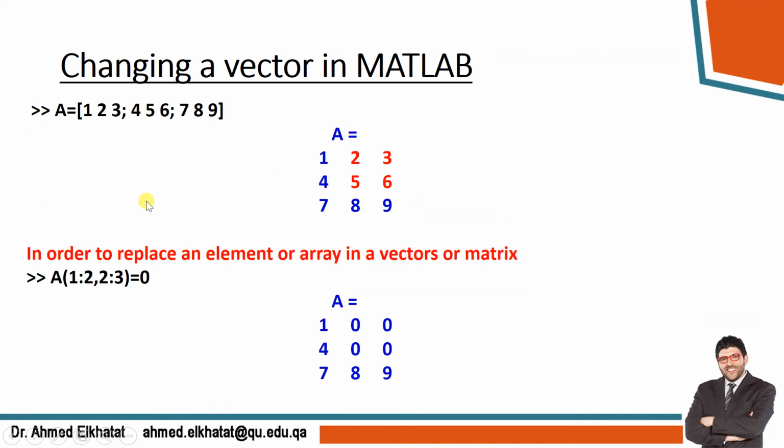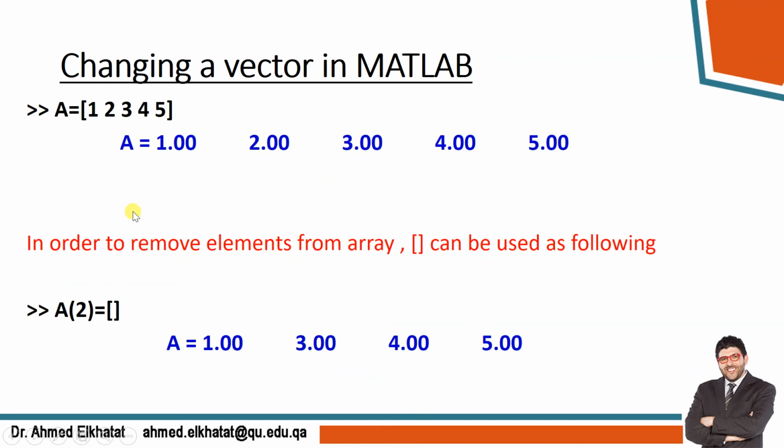Similarly, we can do anything here. If you want to replace these items with 0, we can extract them and set them equal to 0. And if you want to eliminate an item, instead of 0 we just put two brackets. For example, I want to cancel 2. So A2 equals brackets, so it will be cancelled and it will be only 1, 3, 4, 5. So 2 has been dropped from the vector.